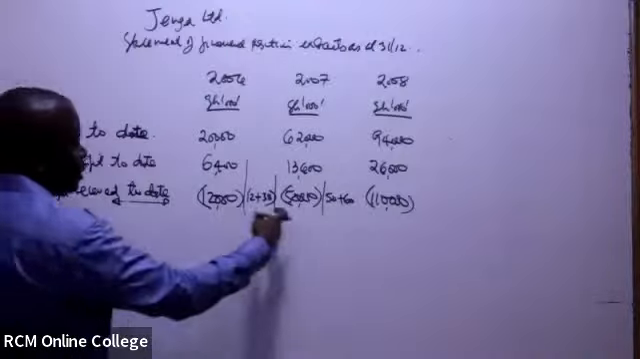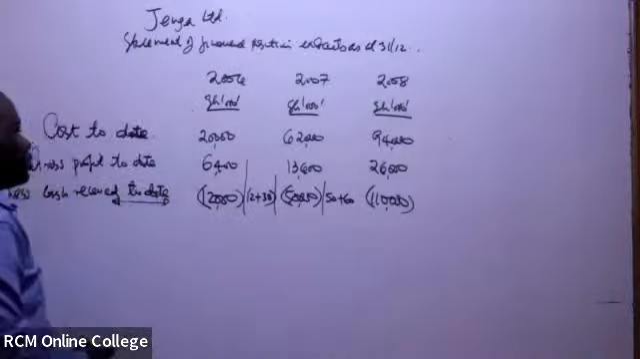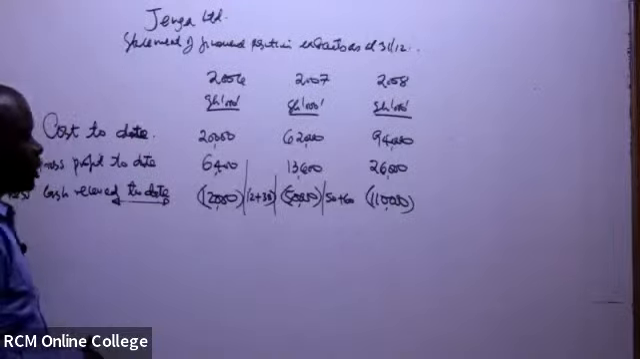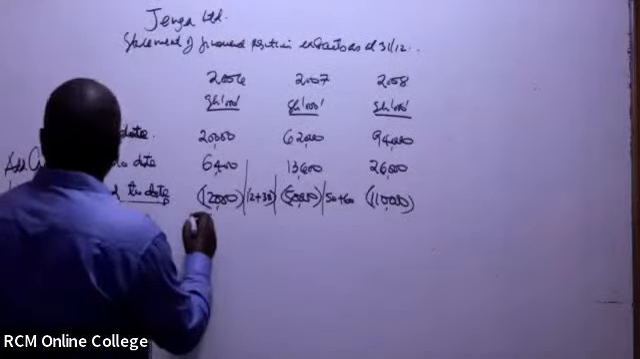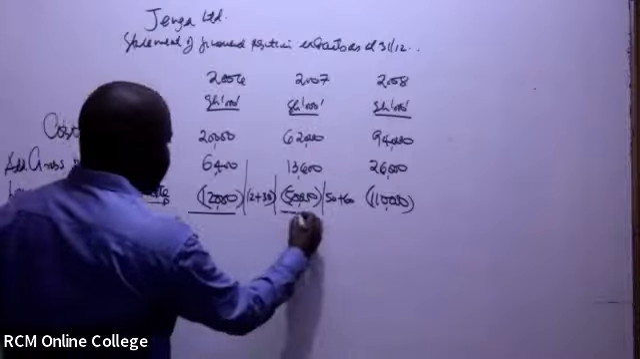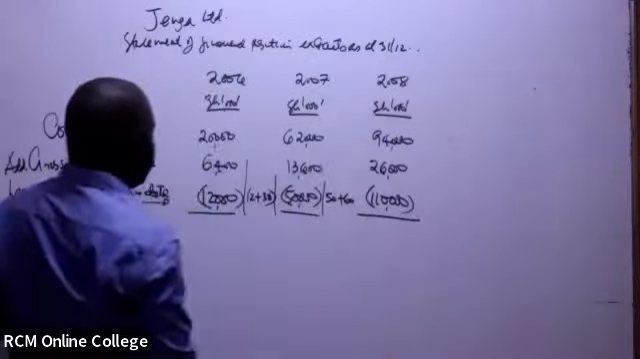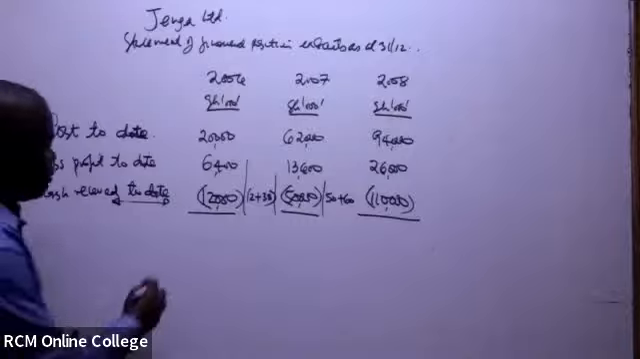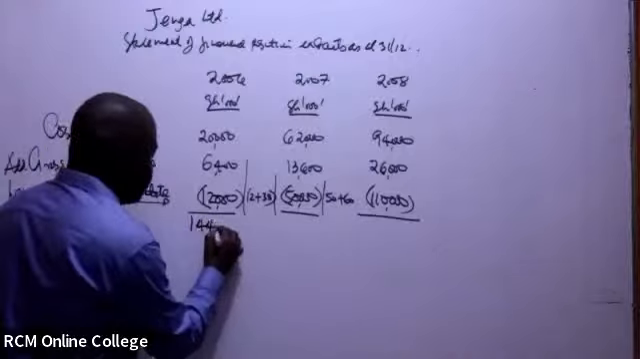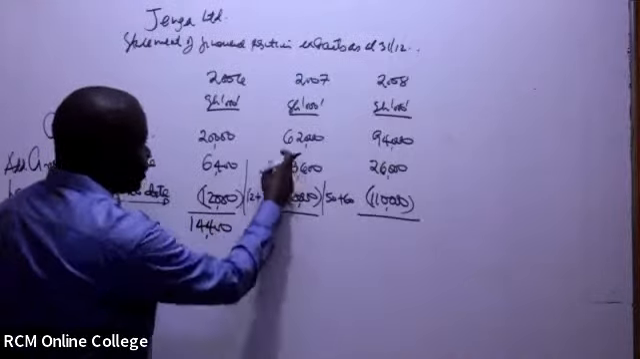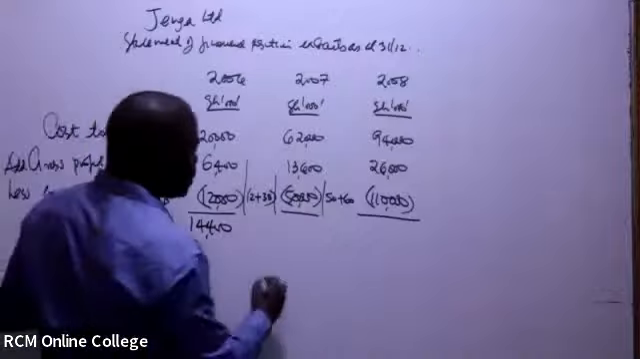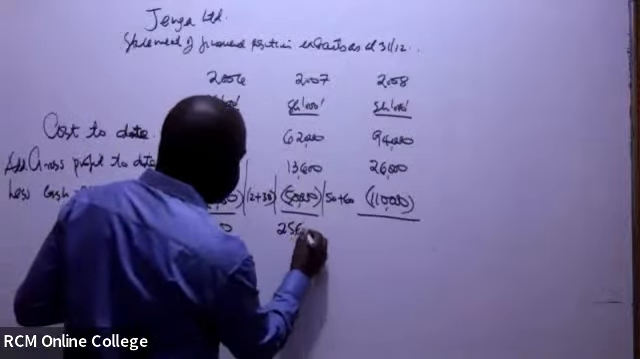You get to date because what you've been given in the question is just the collection for the specific year. But you need to get to date so you can do the computations. Here you should be able to get 14,400. Then for this one you do 62 plus 13.6, that is 75,600, minus 50. So it means it's 25,600.